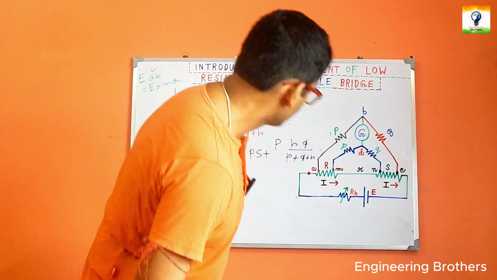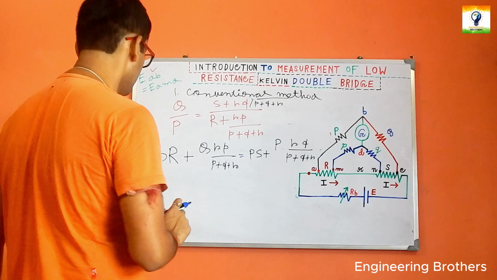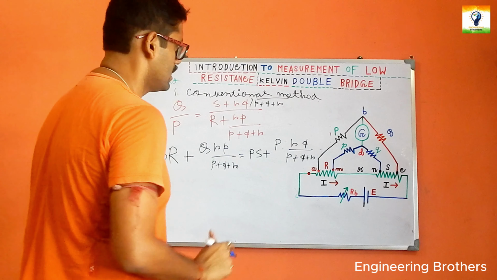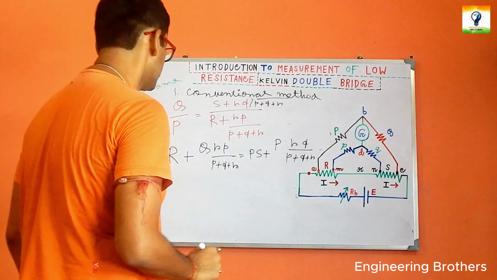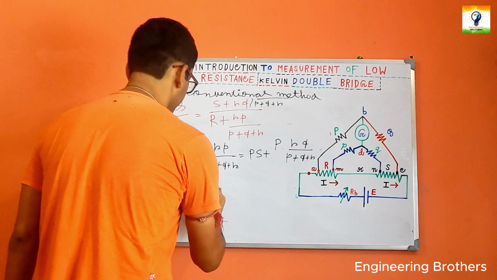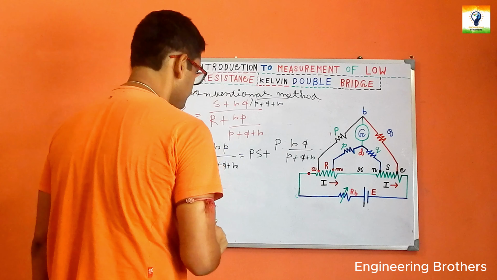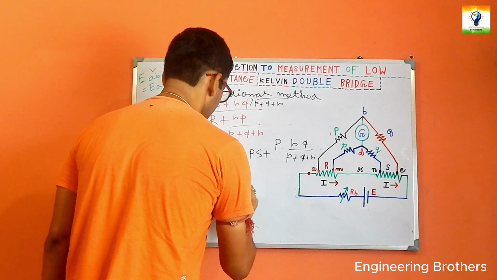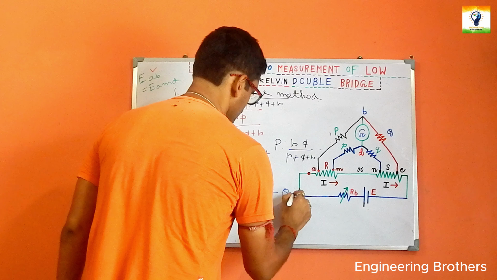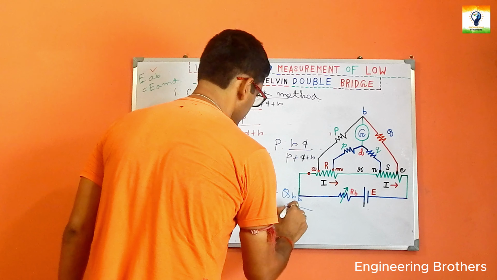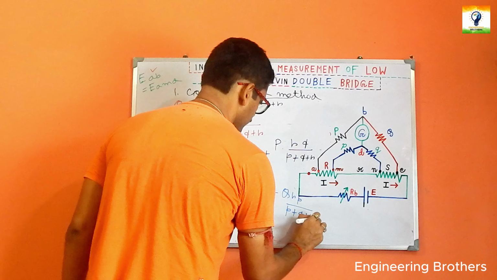Now, for the next part, what is the analogy? We are trying to find the unknown resistor R. So we need to transfer the rest of the portion to the other side of our equation. We have PS plus PR small q divided by P plus Q plus R, minus Q RP divided by P plus Q plus R.